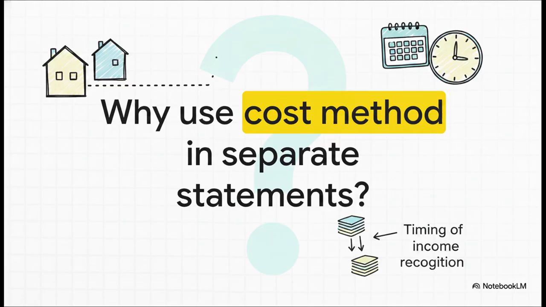Question 1. Why do separate financial statements use the cost method instead of the equity method? Think about it. Well, it all comes down to legal boundaries and the timing of income. In a separate financial statement, the investor and the investee are distinct, separate legal entities. Because of that, income can only be reliably recognized when the investee legally hands it over through a distribution.